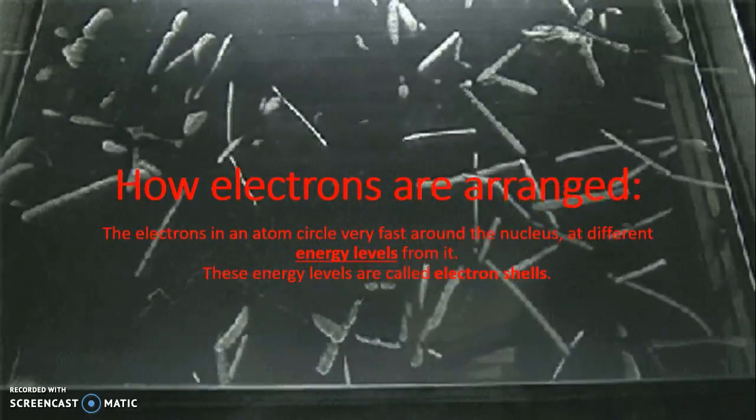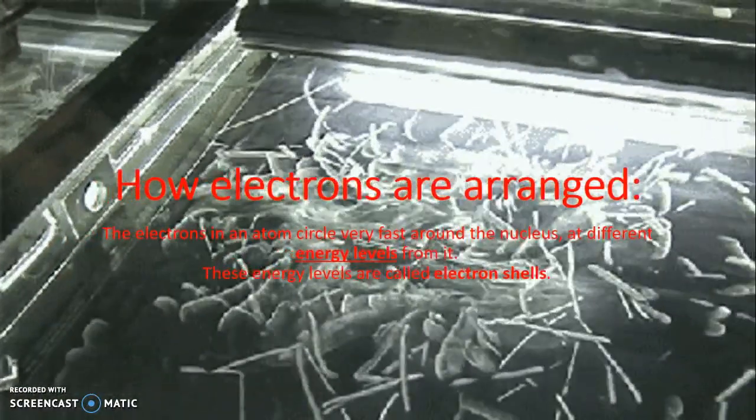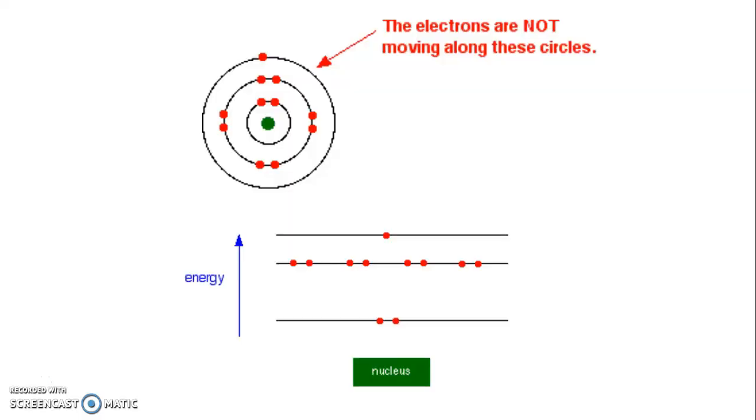Okay, welcome to the second video. Today you're going to learn how electrons are arranged around a nucleus. When we talk about electrons around a nucleus, we often draw it this way.